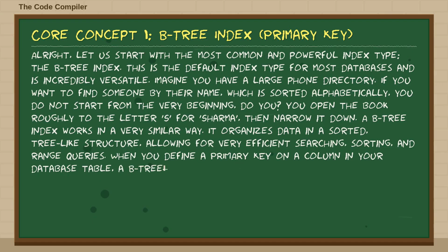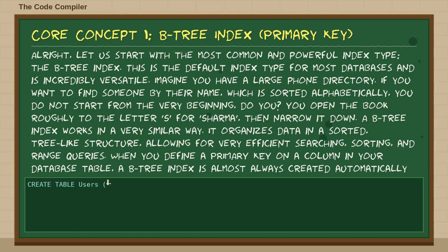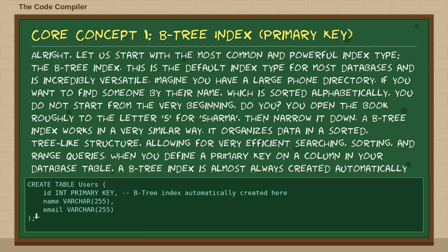When you define a primary key on a column in your database table, a B-tree index is almost always created automatically behind the scenes. This is why searching by a primary key is usually super fast. For example, if you have a users table and ID is your primary key, the database uses a B-tree index to quickly locate any user by their ID. Here is how you might create such a table in SQL, which then benefits your Java application.